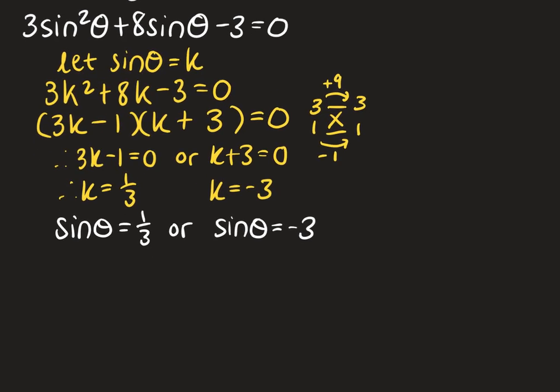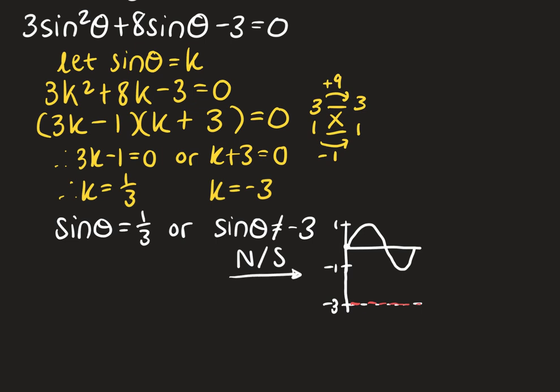Okay, so first of all, this is definitely going to be no solution. Why? Let's think about it. If we think of the sine graph, it goes to a high point of 1 and a low point of minus 1. So if I think about minus 3 down here, does my sine graph ever get to minus 3? No, it doesn't. It never goes lower than minus 1, and it never goes higher than 1. So that's why I'm saying that sine of theta can never equal minus 3, therefore no solution for that part of the equation.